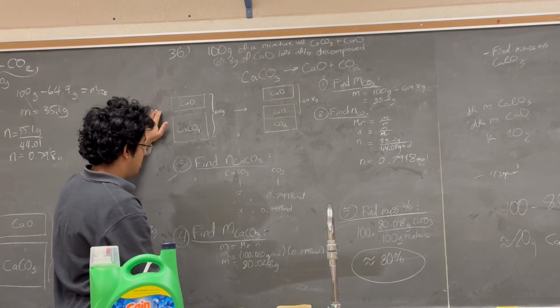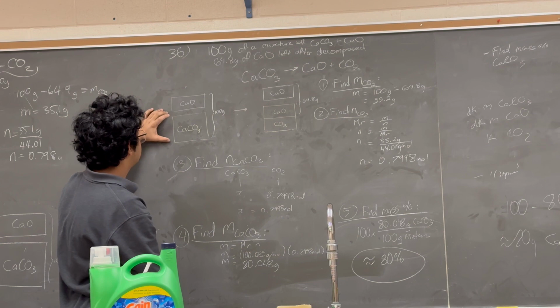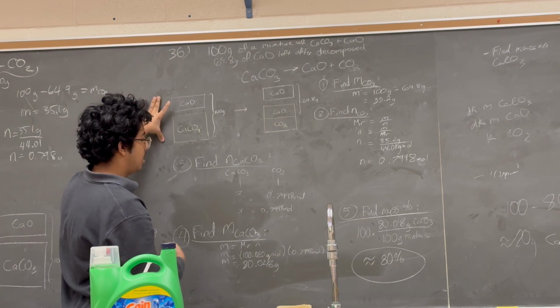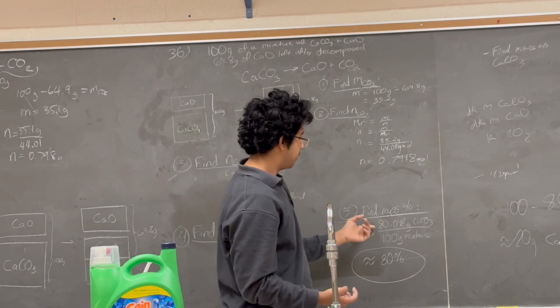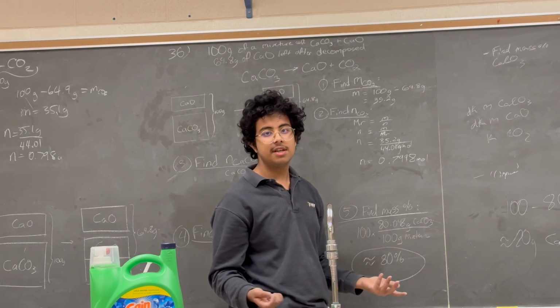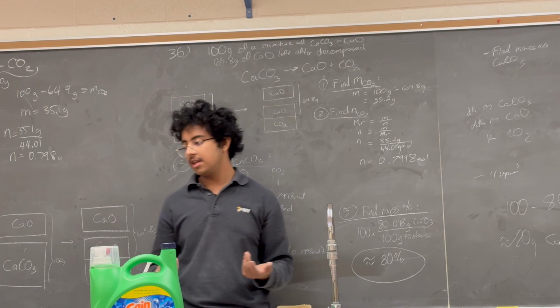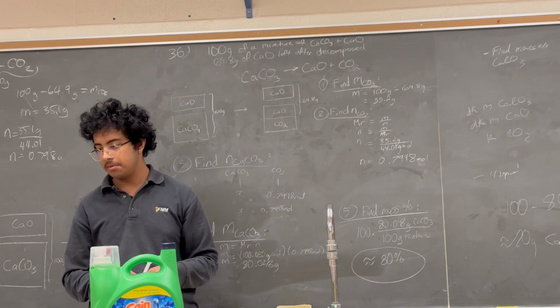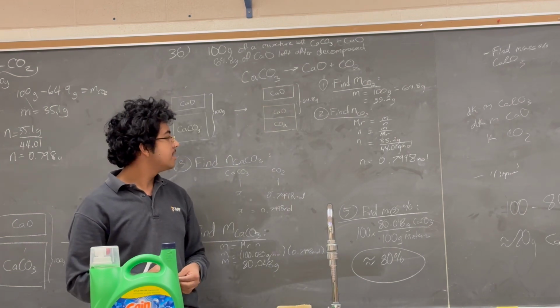So yeah, 80.048 grams of the 100 grams. That's just 80%. You do 80.048 grams divided by 100 grams, and then times 100 because it's a percentage. So that leaves you with 80%, and that's option D on the multiple choice. So that's how you solve it.